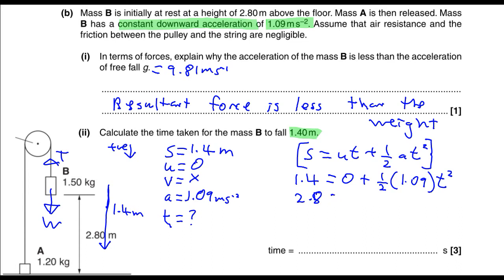Rearranging this equation, we can first multiply by 2 and that will give us 2.8 equal to 1.09 T squared. Then dividing by 1.09, we will get T squared equal to 2.8 over 1.09, and we can take the square root of both sides.